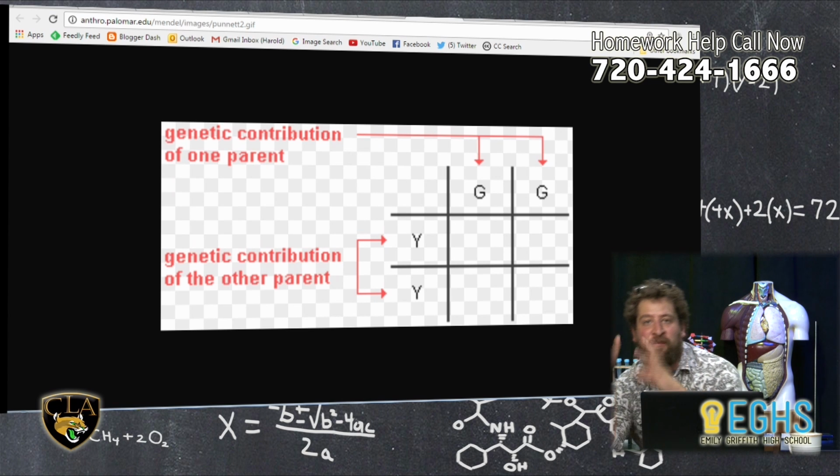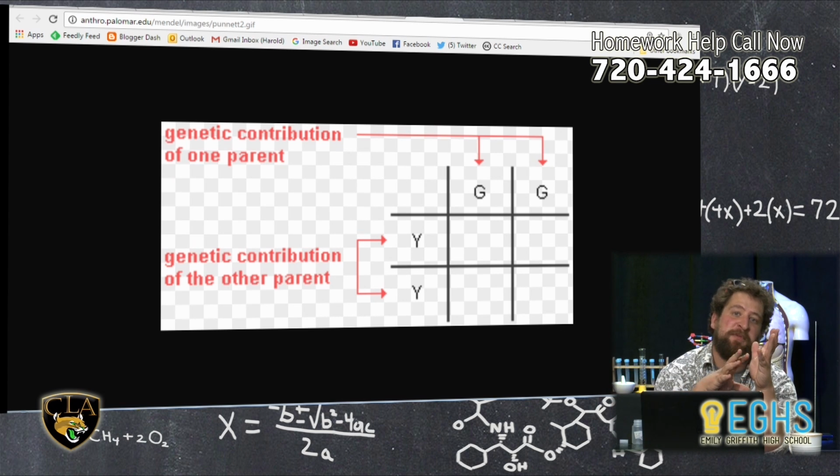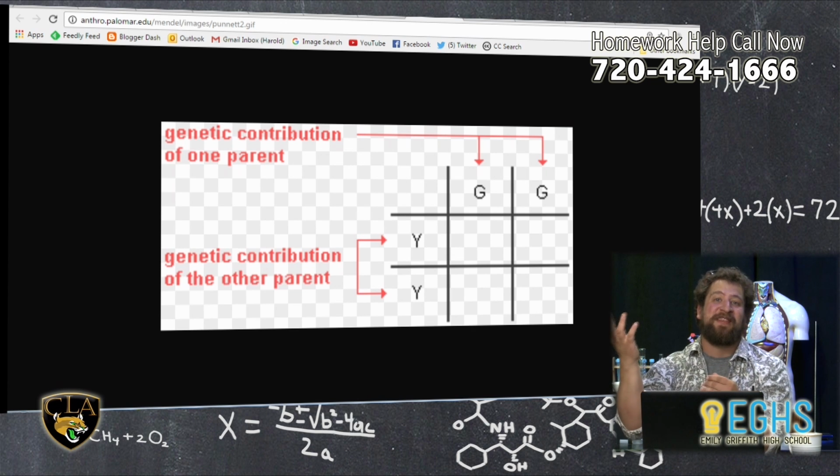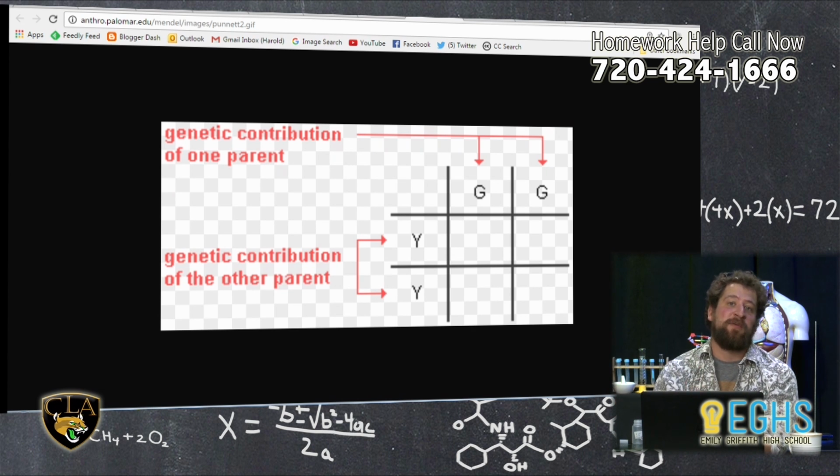And if we had a parent with brown eyes and another parent with blue eyes and they mated together, the genetics that contribute to the brown eyes would likely cover up the genetics that contribute to the blue eyes. Let's look at that a little more specifically.